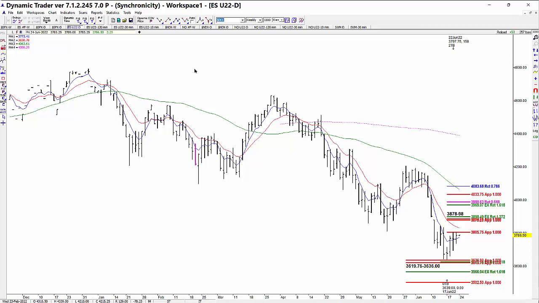You don't use 100% on the retracement? No, I don't. I only use either 236, 382, 50%, 618, 786. Those are the retracements.